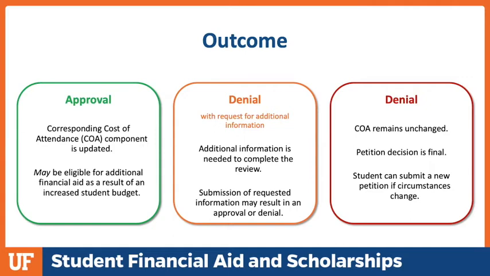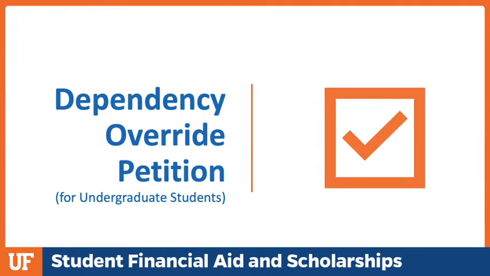As I said, if you are approved, your cost of attendance component is updated, so you'll have that increased budget. Sometimes students are able to take out additional student loans or work study funds. But if you have already exhausted all of those funds available to you, then you may seek out a private educational loan. Now let's discuss the dependency override petition, which I said was for undergraduate students.